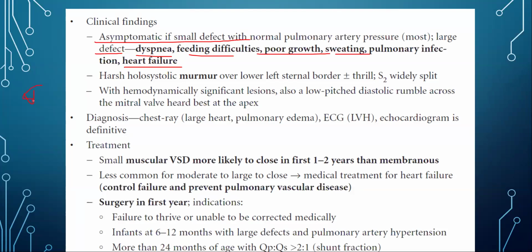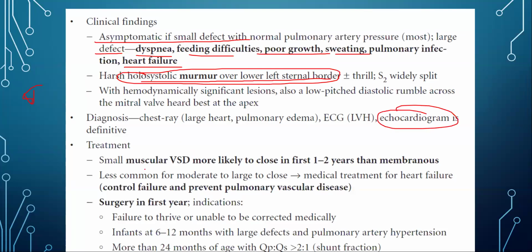And for VSD, you can get a murmur. The murmur that we get for VSD is called pansystolic or holosystolic murmur over the left lower sternal border. So remember the holosystolic murmur for VSD. Diagnosis: initially you can do a chest X-ray and ECG, but the confirmatory test is echocardiogram. Treatment for a small VSD: it usually can get closed by itself in the first 1 to 2 years. But if it is a large one and the child is symptomatic, then it will require surgical repair.